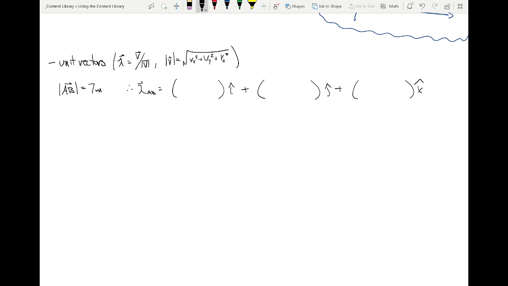So, how do I determine this unit vector? I take AB and I divide each of those terms by 7, right? So I know this one over here on the right, that's 0. Can anybody tell me what this is and this is?